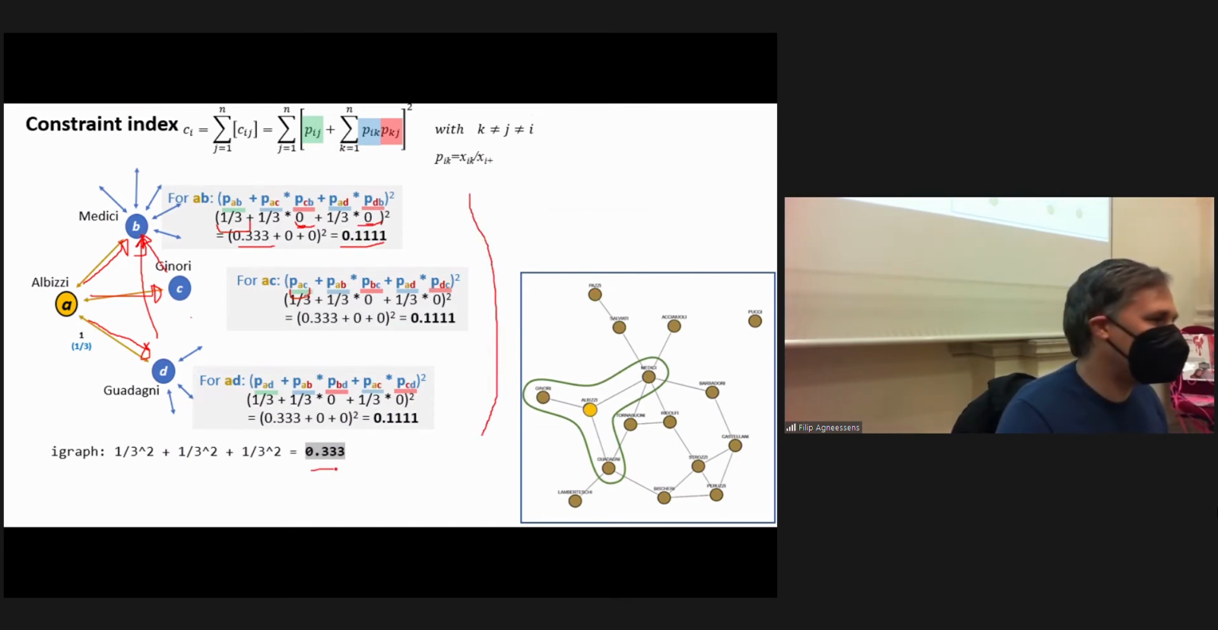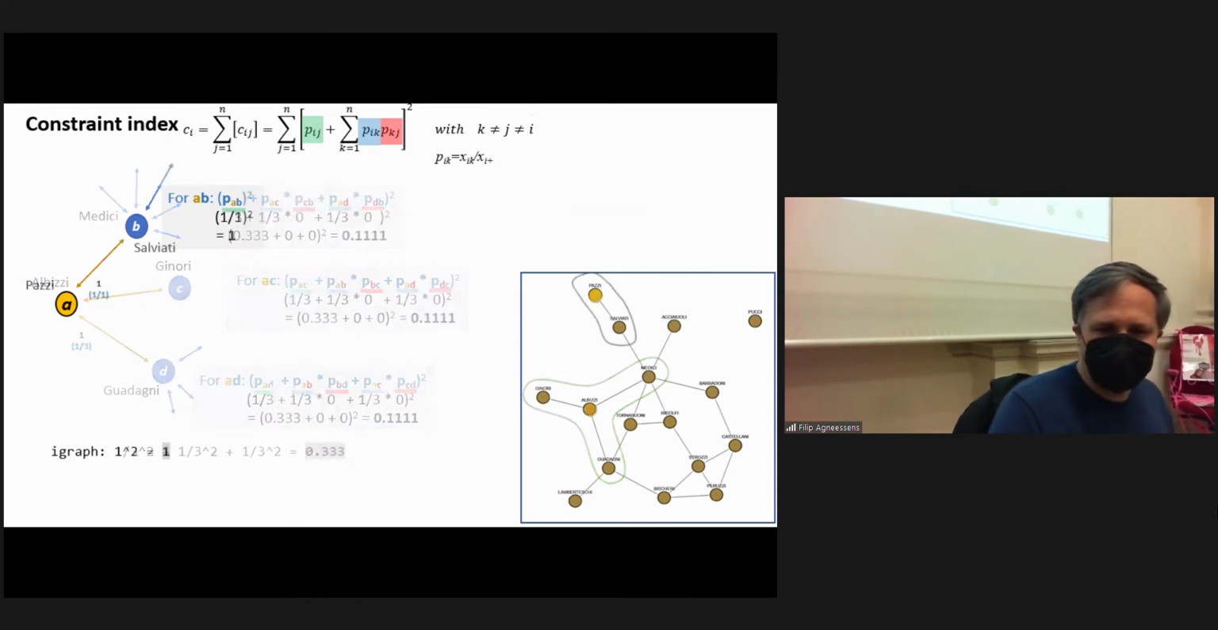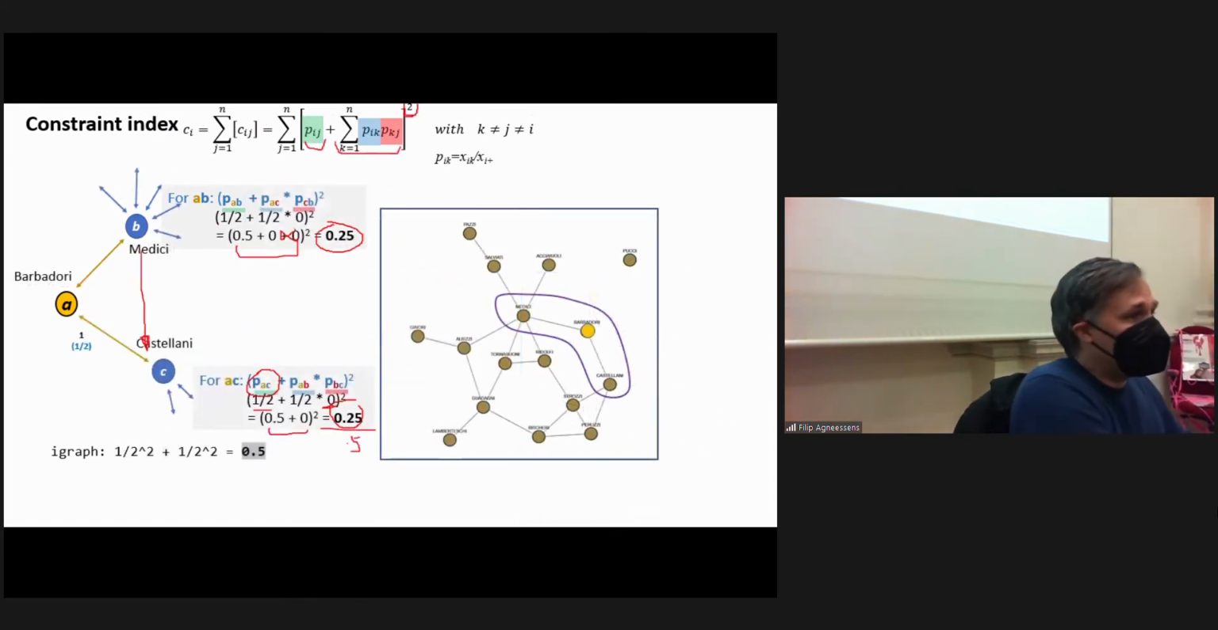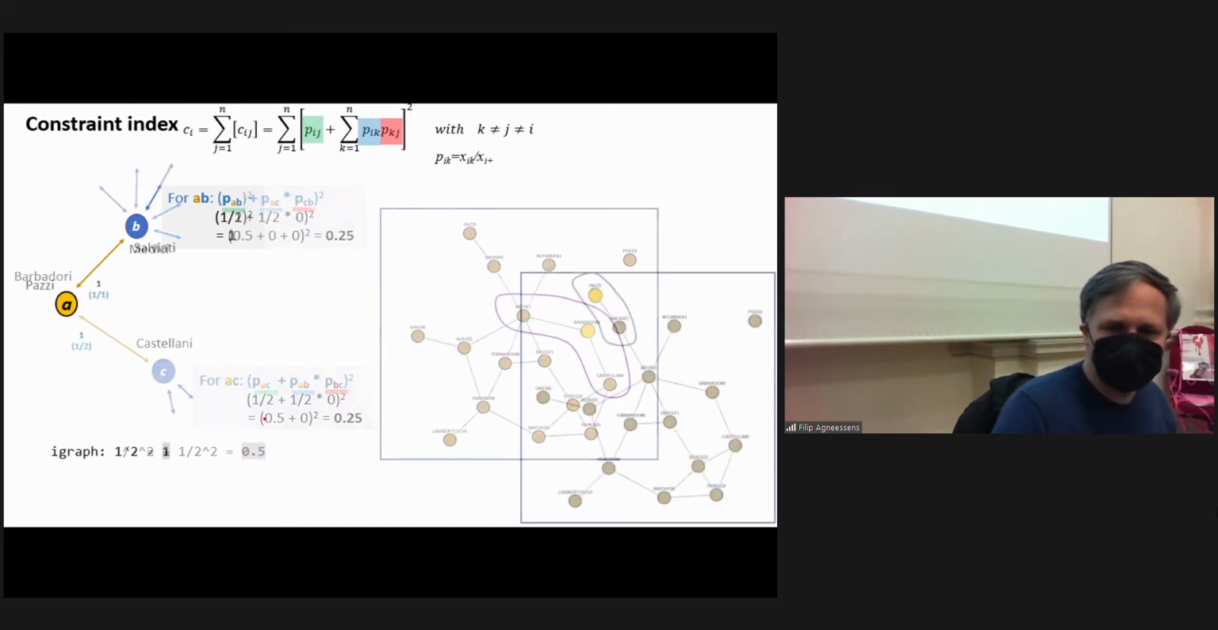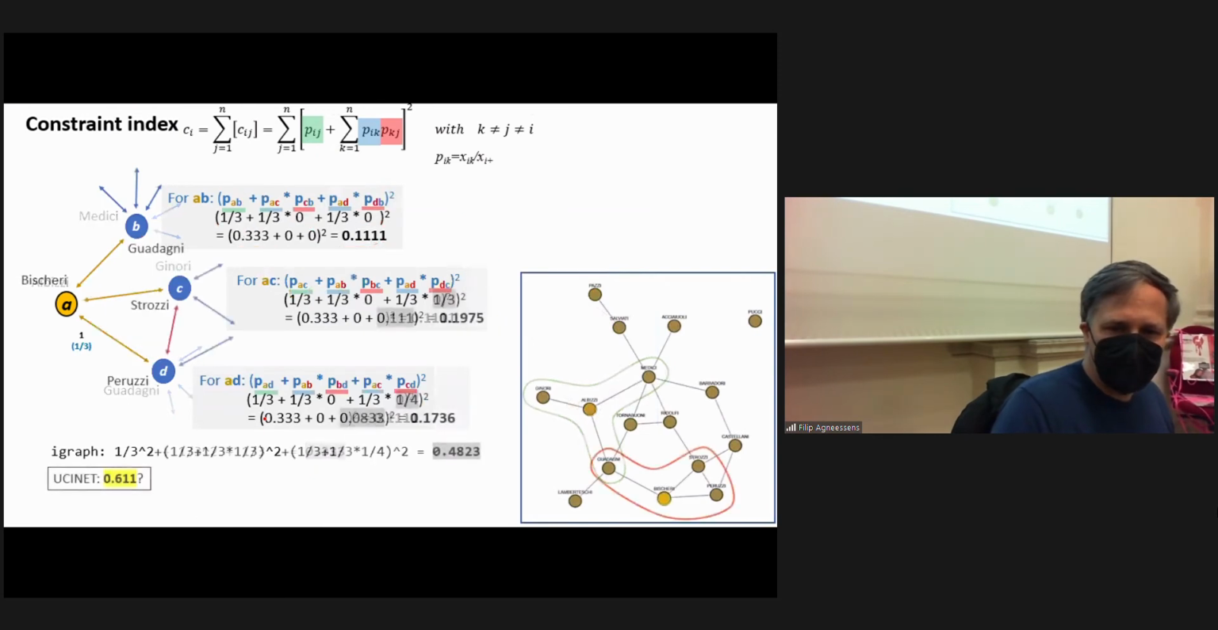It gives me 0.333. So actually what's happening is, if I'm connected with a certain number of people, because I take the second power, it's actually 1 over the number of people. That's my constraint index, as long as there are no connections between the alters. Because the only thing I do is take the proportions, but instead of taking the sum of the proportions, I take the sum of the second power of the proportions.